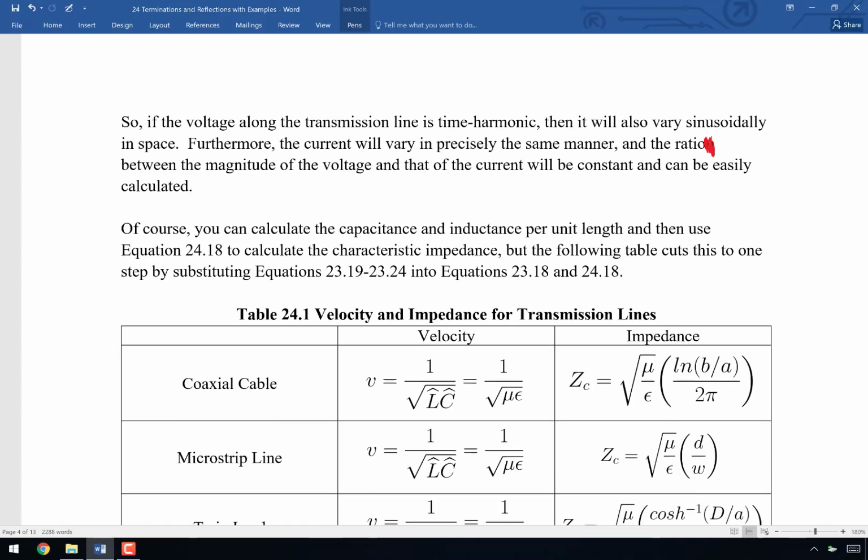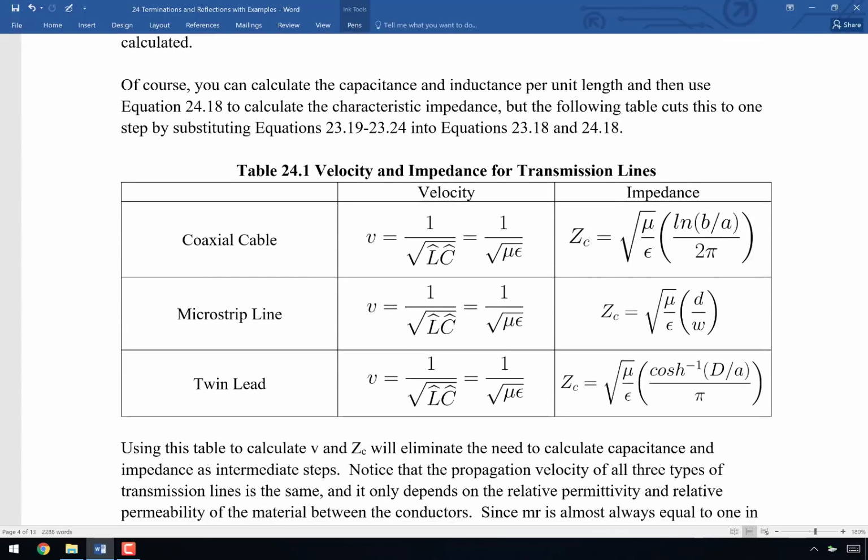Now, we had some results from the previous lesson that I wanted to bring to your attention. We were able to calculate L hat and C hat for each of three types of transmission lines. We have a coaxial cable, where we have two conductors that are coaxial to each other. The microstrip line, you all know what a microstrip line looks like. They're sort of vertically separated from each other, and then the twin lead is two conductors that are side by side. So we've seen the three types of transmission lines.